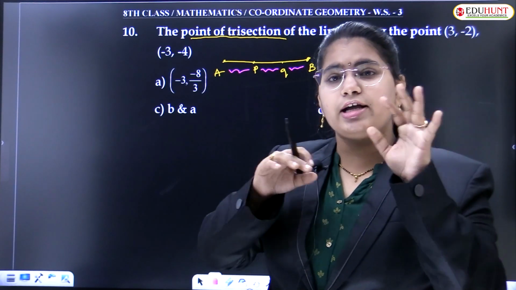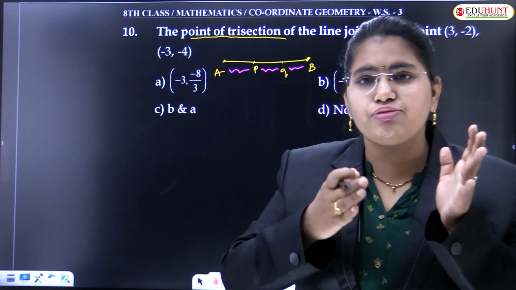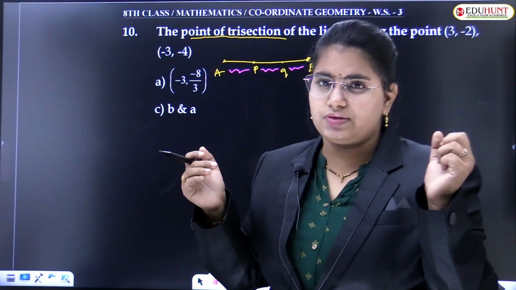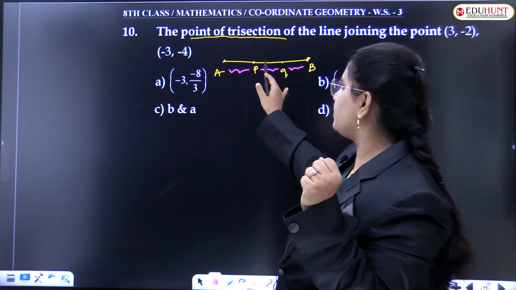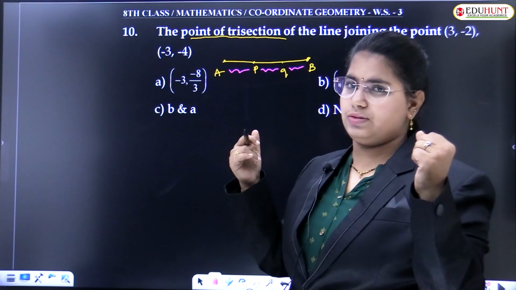So I should divide my particular line segment into 3 equal parts. Yes, it is not necessary, right? It is based upon the point, but I have to make 3 parts. Equal or not, that's the next case, right?